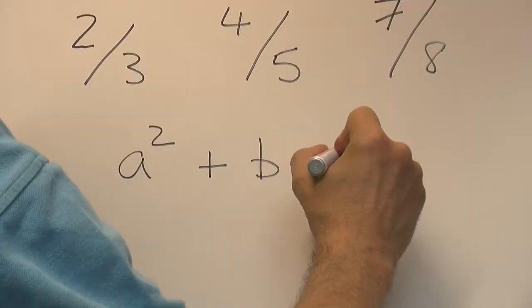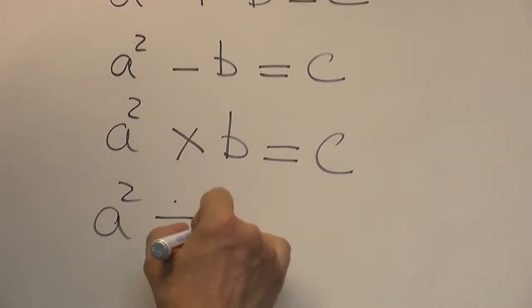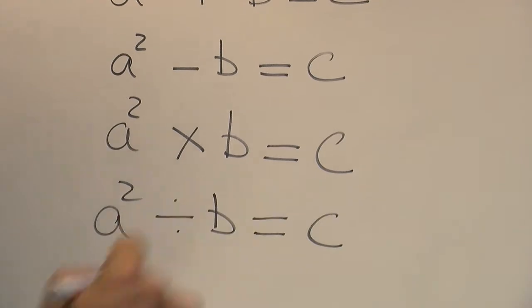Yes, that's correct. How are you on algebra? Let's see. A squared plus b is equal to c, or equals c. Very good. A squared plus b gives c is also possible. Let's modify the equation a little bit. A squared minus b, a squared divided by b, a squared times b.